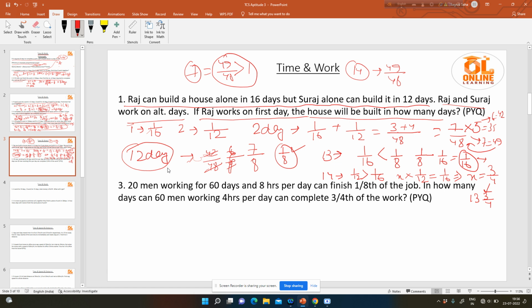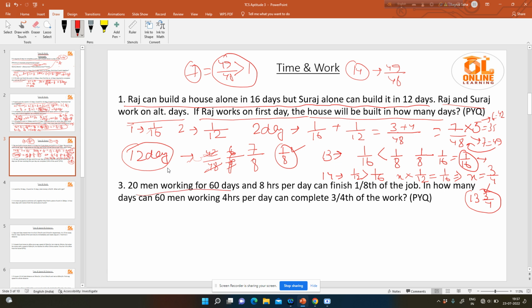Then in the 14th day, who will come to work? Suraj will come to work. His 1 day work is 1 by 12. That is greater than the leftover work, that is 1 by 16. So we find how much part of 1 by 12 is 1 by 16. We are getting 3 by 4th part. So Suraj will work 3 by 4th of the day. So total days needed to complete the work is 13 3 by 4 days, right? Hope you have understood. Now let us move to the next question.